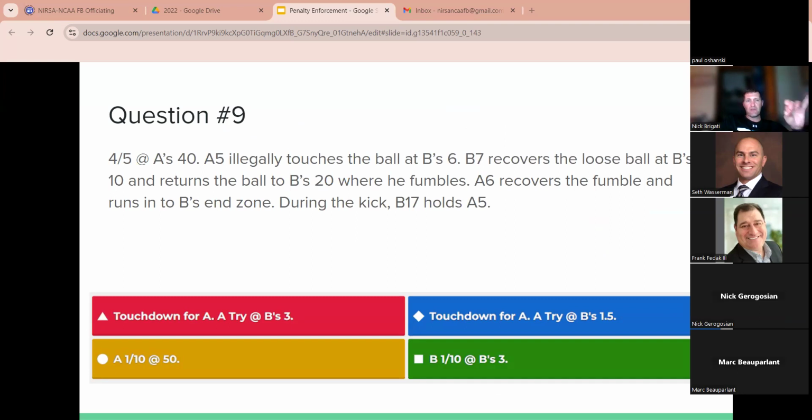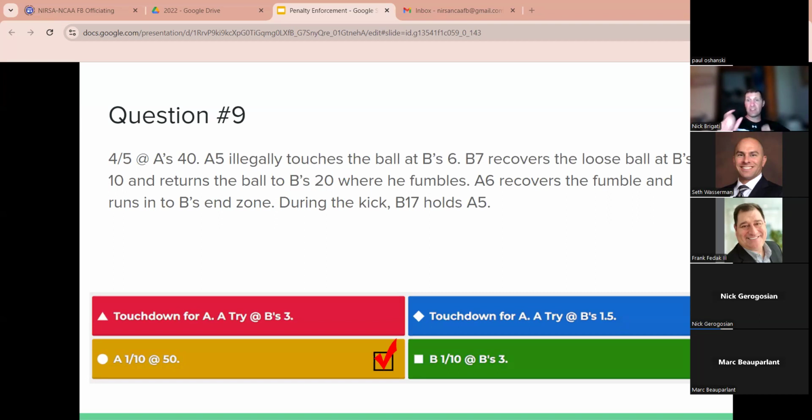So 4th and 5 at the 40, we have illegal touching at B6. B7 recovers the loose ball, B's 10 and returns it to the 20 where he fumbles. A6 recovers the fumble and runs into B's end zone. During the kick, B17 holds A5. In this particular case, this is during the kick. It does not meet the post-scrimmage kick criteria. So we do have enforcement options.